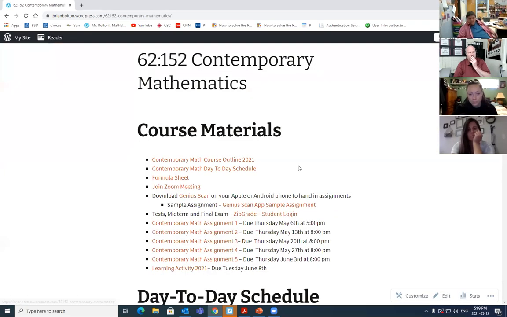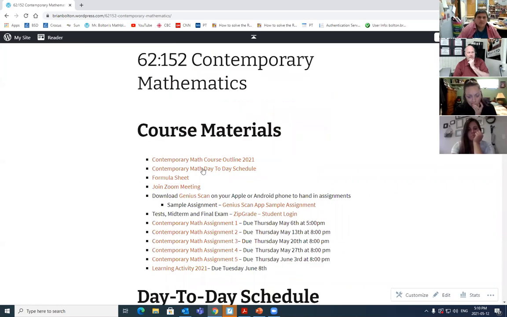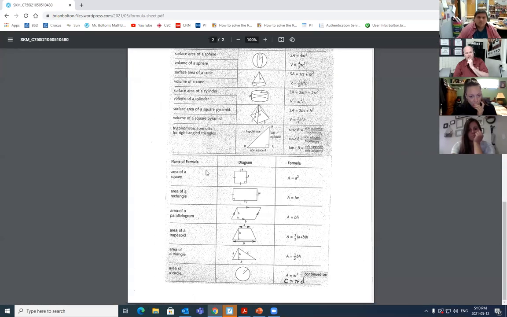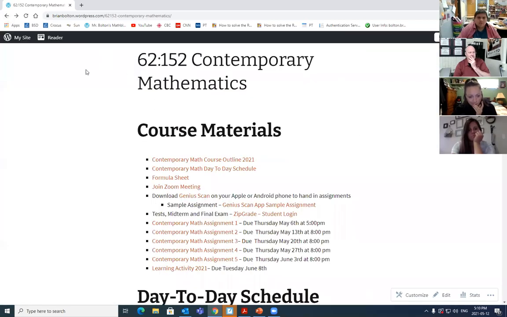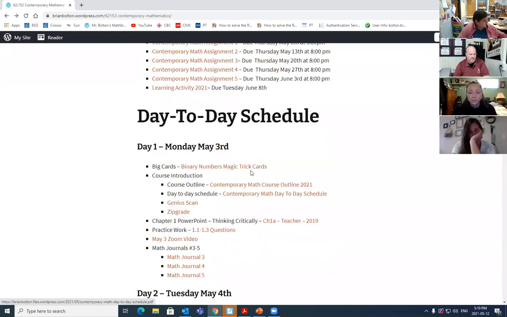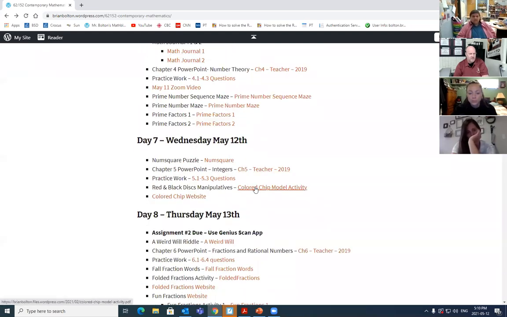If you go to Contemporary Math, all the course materials are here, including assignments 1 through 5, so you can print those all off ahead of time. Now, the midterm is next week, and you'll probably need the formula sheet, so make sure you print that off ahead of time if you get a chance. If you click on the formula sheet link, it's 2 pages, I think. You might need that. I can't remember the questions, but you'll need it for the last one anyways, and other tests anyways.